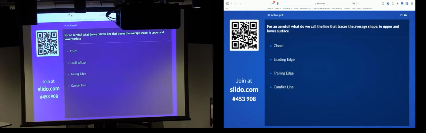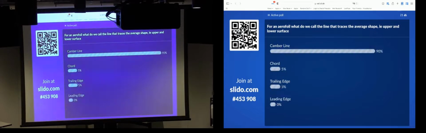Okay, so 20 of you have answered. Keep going as we go through this. What do we call the line that traces the average shape, i.e. halfway between the upper and lower surface of an airfoil? Is it the chord, the leading edge, the trailing edge, or the camber line?